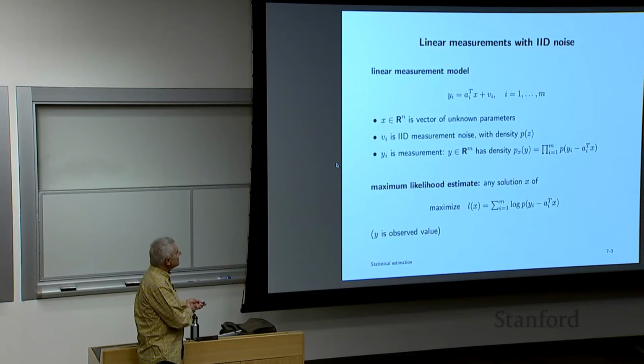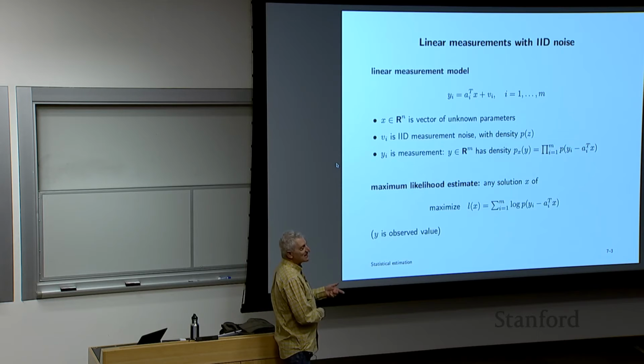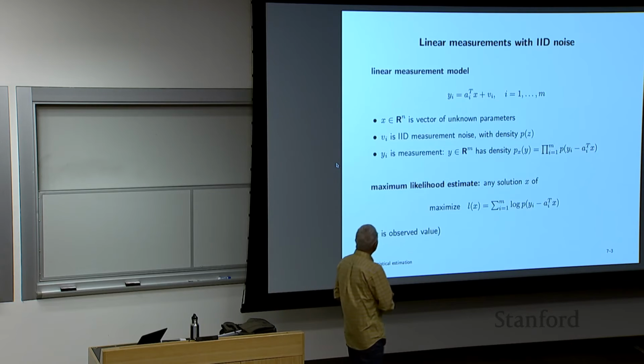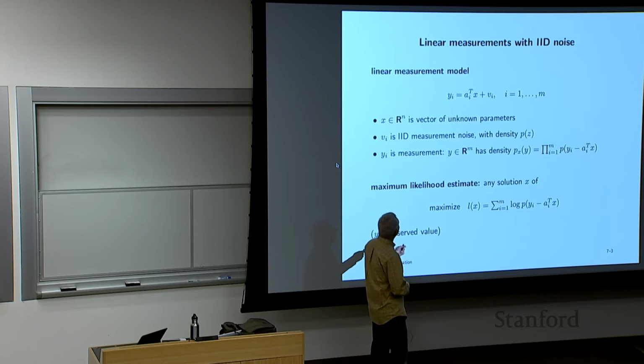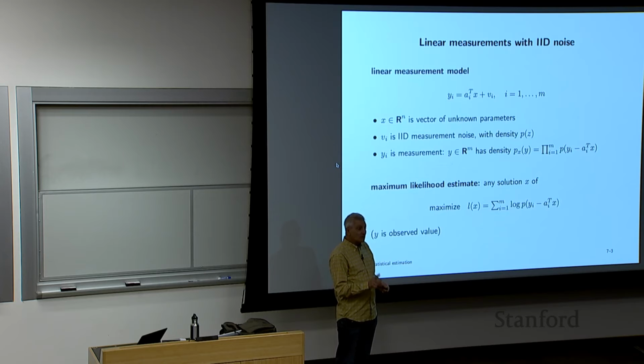The yi's are independent. So what you're really saying here is that yi minus ai transpose x, which is vi, are independent. So the density is the product of the densities. The density of the vector of measurements is equal to this thing over here. You take the log of that and you get this, and the variable here is x.